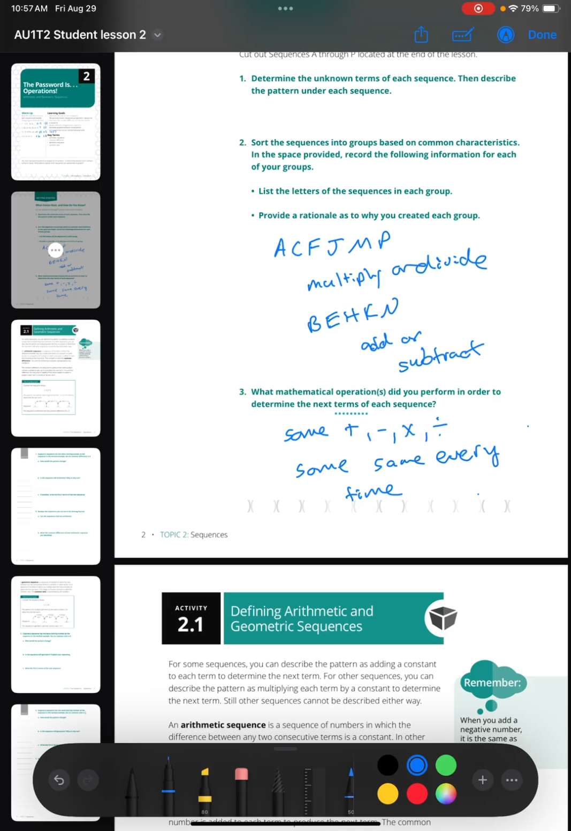Some are the same every time, and some required more than one operation. Like again, that example I gave you of the one where we added one and then multiplied by -1.